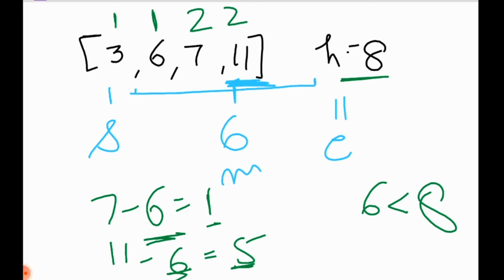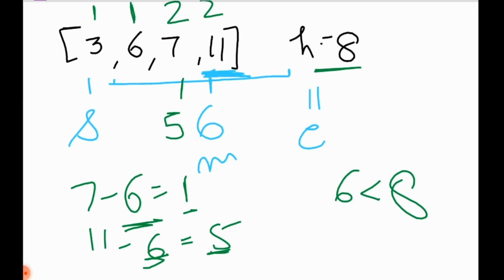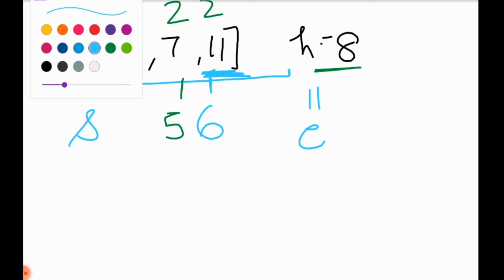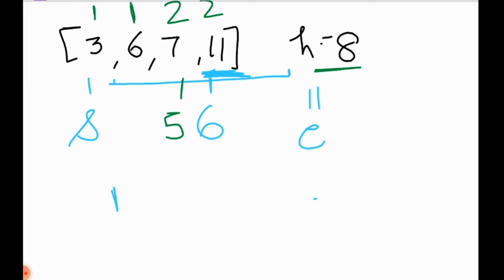So now that I have found a potential answer, I'll move my end pointer to mid minus 1. That is 6 minus 1, 5. Why? Because I have to find a smaller answer as well. Therefore, now my new range becomes 1 to 5. My start pointer is 1, my end pointer is 5.